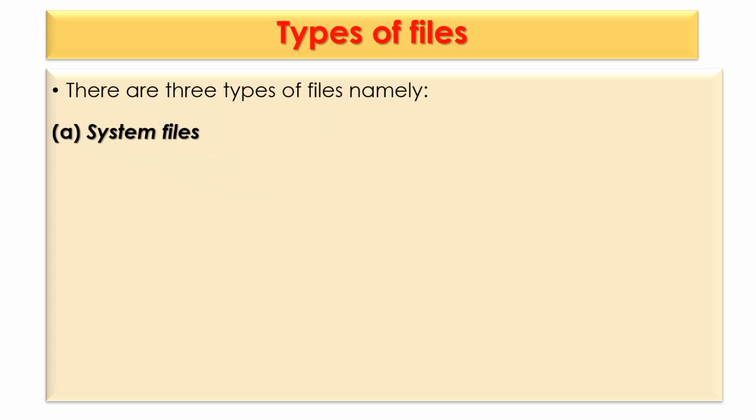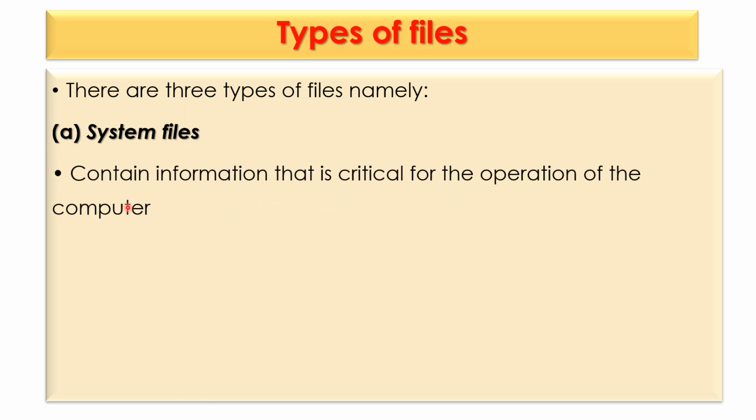Now, files have got types. There are three types of files. Number one is a system file. System files contain information that is critical for the operation of the computer. They are the special files for the operations of the system itself. You don't work with the system. The system is on its own. You only work on applications.